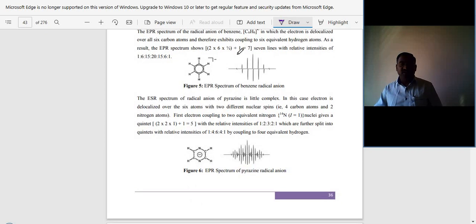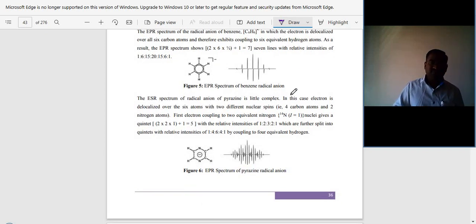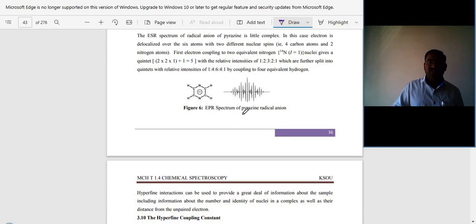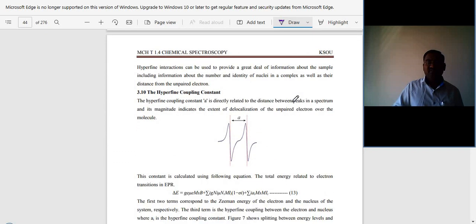These are all different molecules. We are going to take the benzene free radical. This is the pyrazine free radical. And the hyperfine coupling constant.